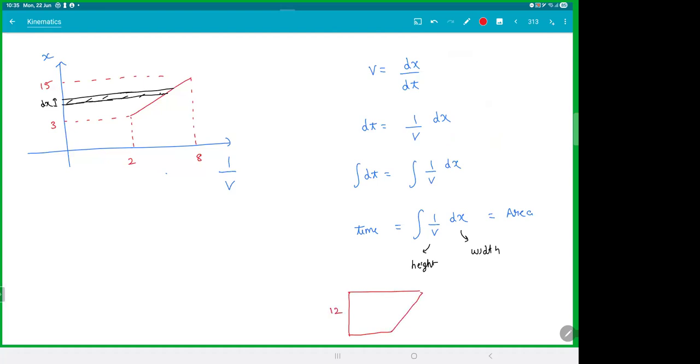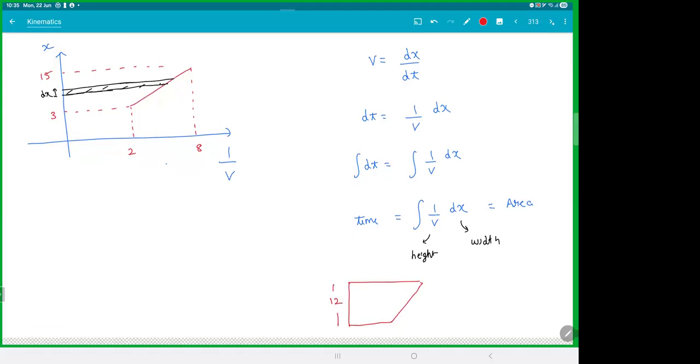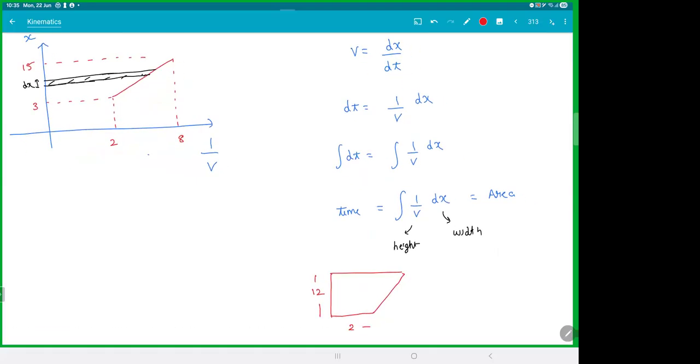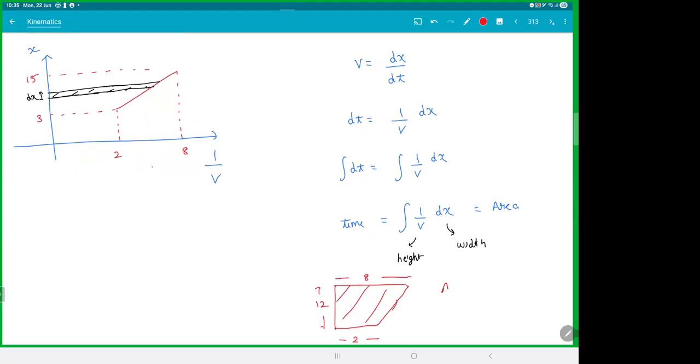where this width is 12, 15 minus 3. This is 2. And this was 8. So if I can find area of this trapezium, then my time will come. So area will be half into base is 12, and the sum of the heights is 2 plus 8, which is 10, which is 60 seconds. Faster?